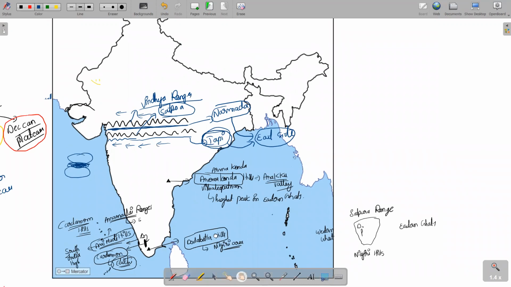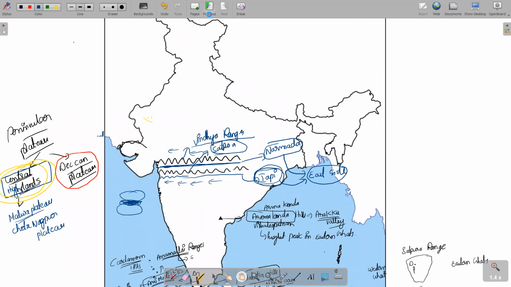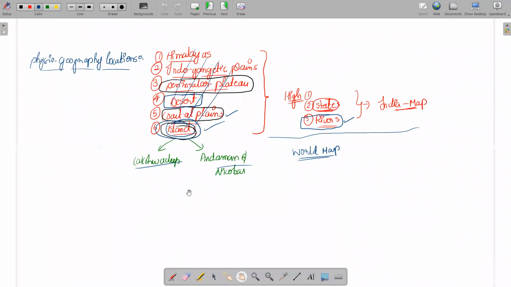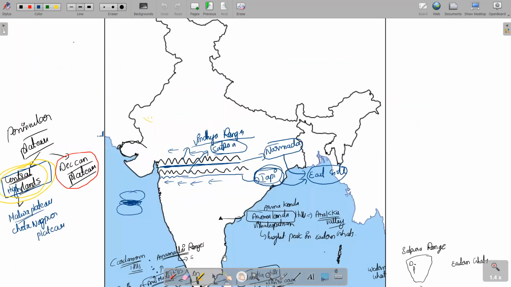So this is your respective peninsular plateau. I hope it is clear for you. Coming to your desert is completed, peninsular plateau is completed. The next one is the Indo-Gangetic plains. Deadly easy, Indo-Gangetic plains.